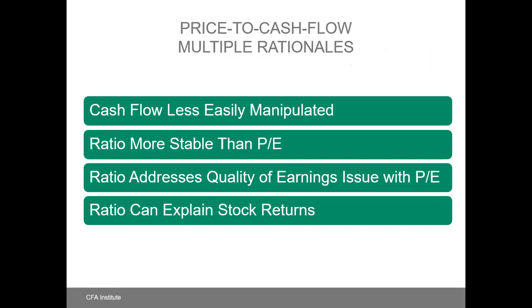Okay, so let's return to the multiples. We have the price to cash flow multiple, and let's discuss the rationale of the price to cash flow multiple first. Then we'll look at some other drawbacks of this multiple. From the term, you can easily understand what it is. It is the price per share over the cash flow per share. Let's take the red color pen again.